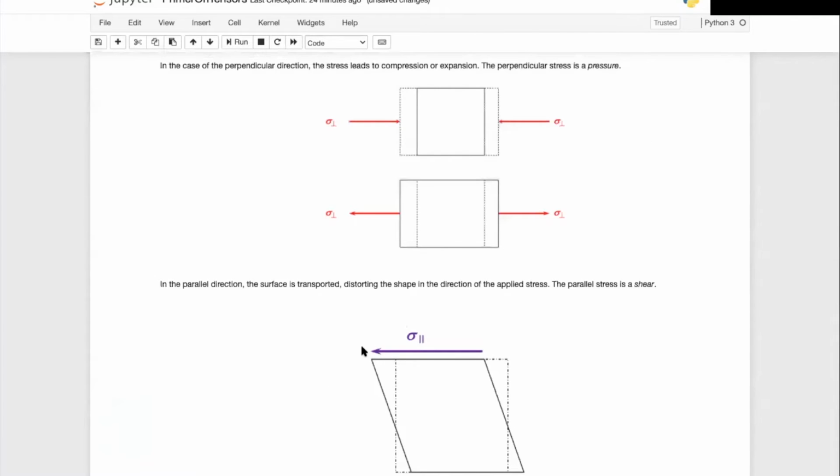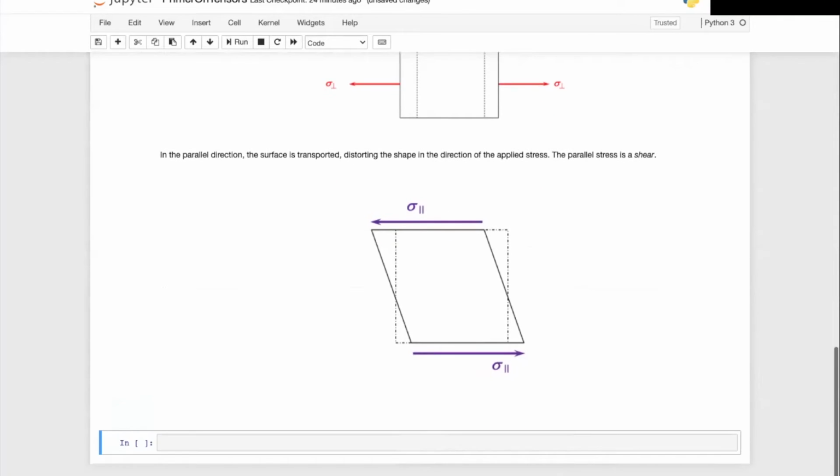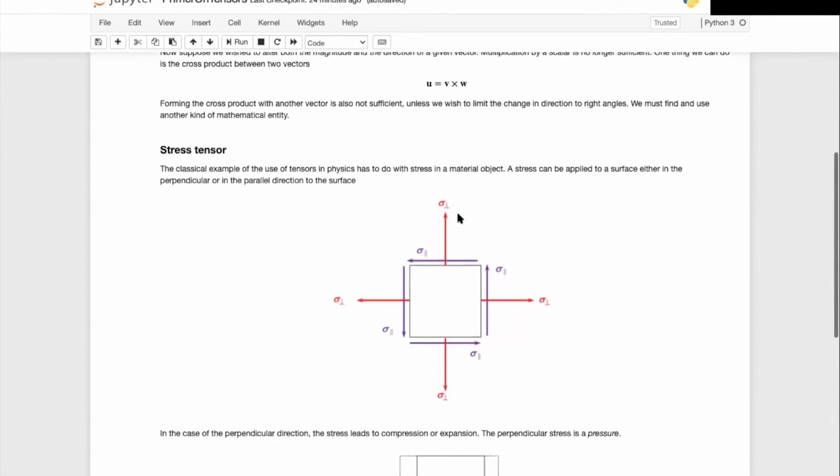Now, in the parallel direction, the surface is transported, distorting the shape in the direction of the applied stress. This parallel stress is what we call shear. So there you go. The stress can be decomposed into the perpendicular stress, which is a pressure, and a parallel stress, which is the shear.